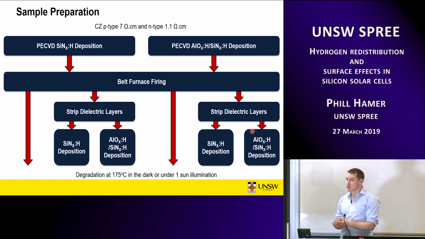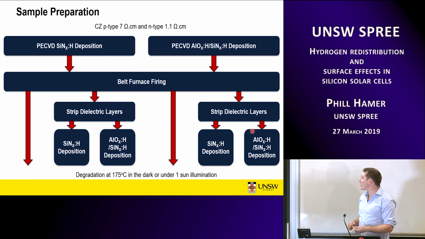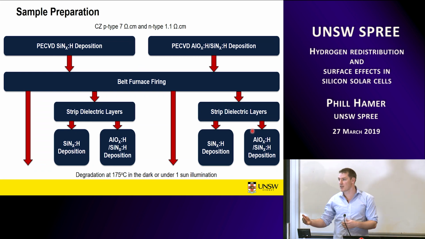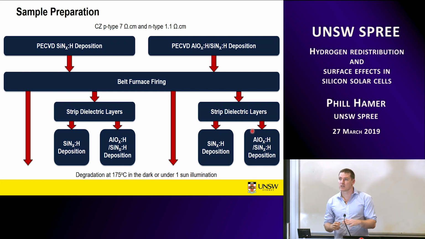So for some of the samples, we stripped off the original dielectric layers after firing and put down fresh dielectric layers before we started the degradation process. For other ones, we kept the same fired layer in place. So we've got layers that had a nitride at the start and have a new nitride, had a nitride at the start and have an old nitride, or had a nitride and were switched to alox afterwards, and similar with alox depositions. We then did degradation both in the dark and under one sun illumination at 175 degrees and observed what happened to our surfaces.